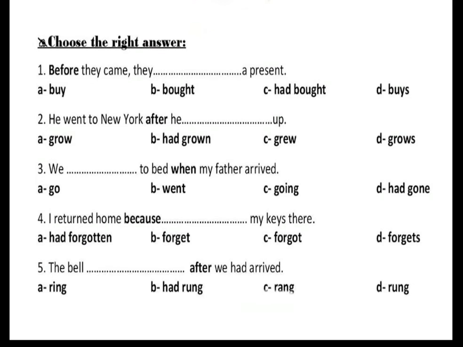this exercise. Choose the right answer. Before they came, they a present. They buy, they bought, they had bought, they buys. Yes, who can answer? Before they came, they what? Past simple. So we need past perfect. Yes, had bought. Okay?